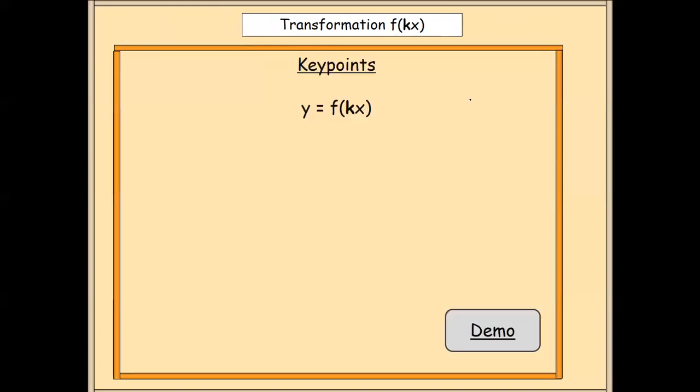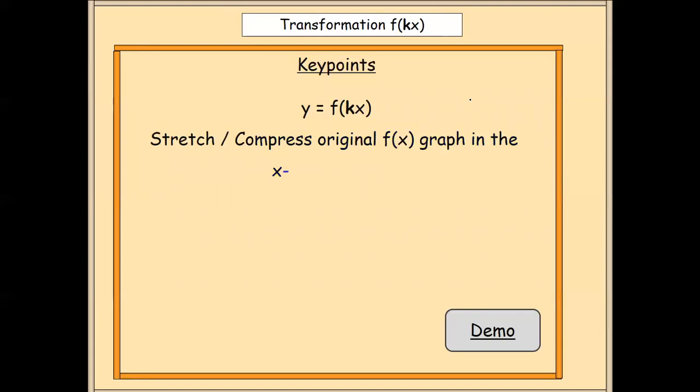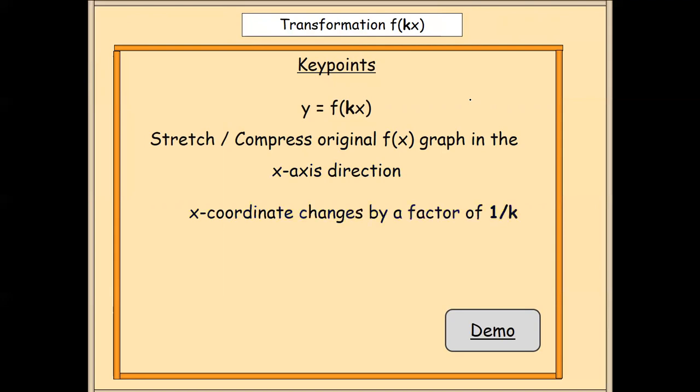So key points: stretch, compress the graph in the x-axis. And the factor that we stretch or compress by is 1/k. So if k equal 2, it's a half. If k is 0.5, it becomes double.